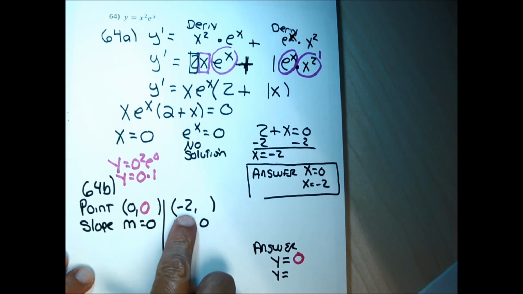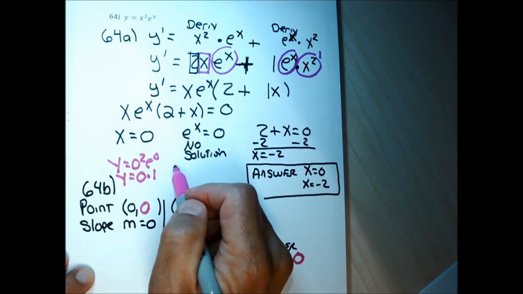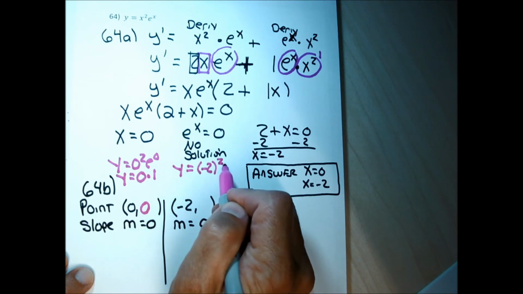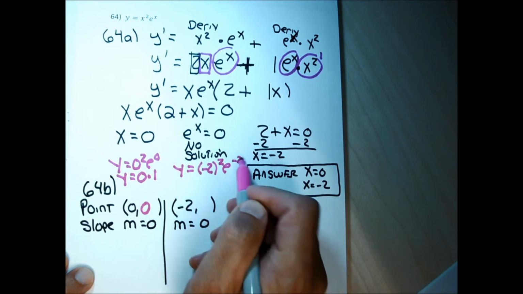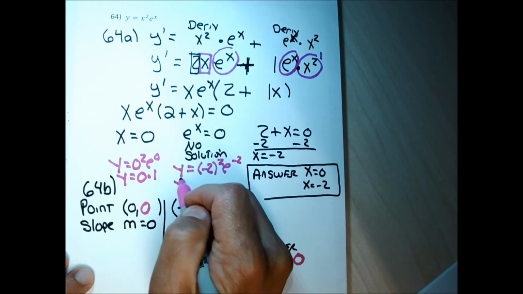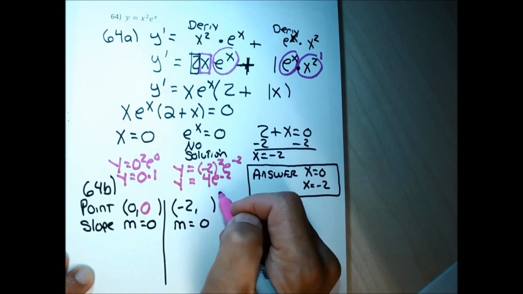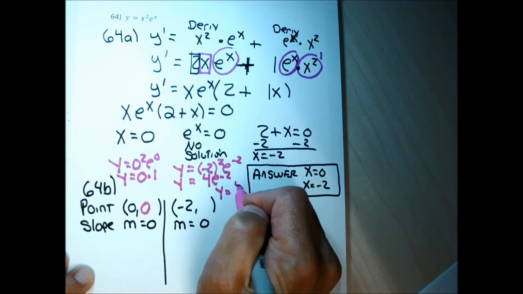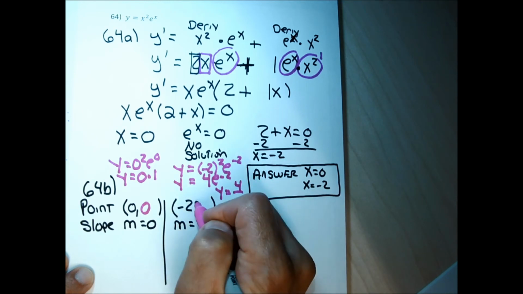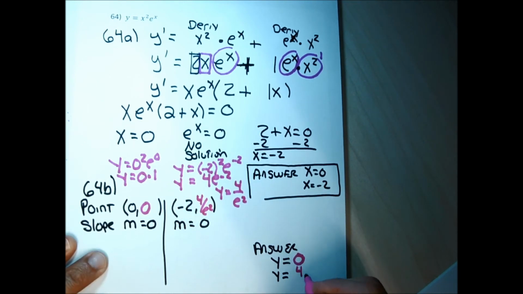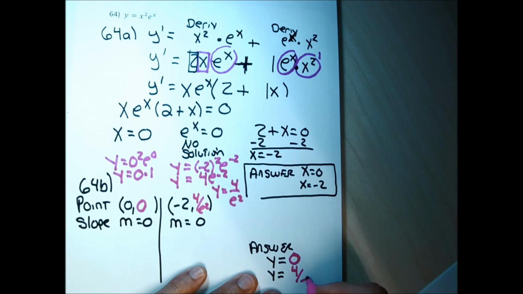For the second equation, I'm going to plug negative 2 in for x and go y equals negative 2 squared times e to the negative 2. That's going to give me y equals 4e to the negative 2. And that's going to simplify to y equals 4 over e squared. And that's going to be what I need to finish up the second problem.